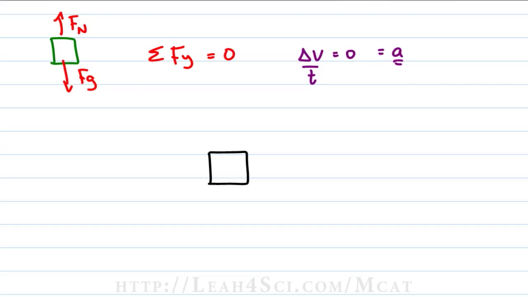Say this block is resting on a table, we'll show that the downward force is the force of gravity, or mass times the acceleration of gravity. The upward force is the normal force, because the normal force applies to any object resting on a surface.